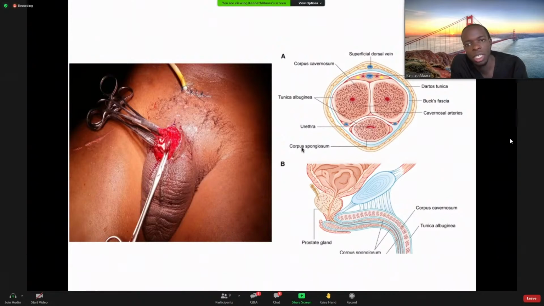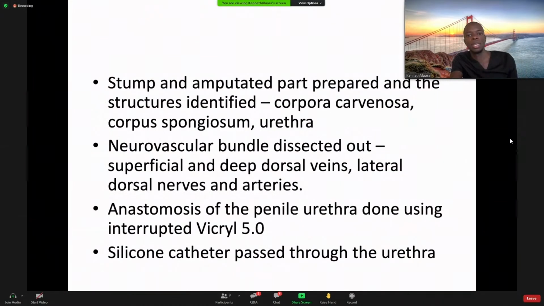This is just a cross-section that has just been presented of the level of the penile gland. Notably, the superficial dorsal vein was very crushed, but after we prepared the stump, we got the deep dorsal neurovascular bundle. So the stump and amputated part were prepared, and the structures identified: the corpora cavernosum, the corpora spongiosum, and the urethra, and I'll show you in the next image.